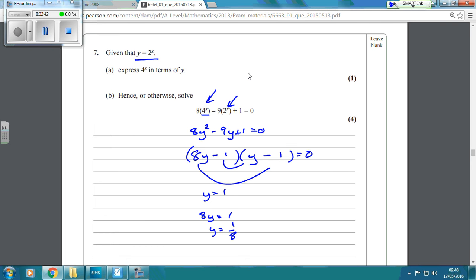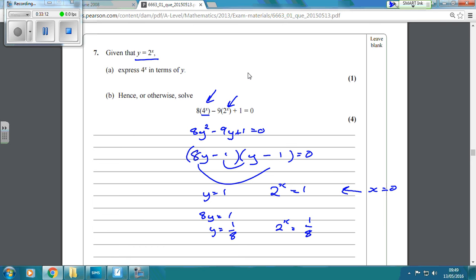But we've got to solve, so we don't want to know what y equals, we want to know what x equals. So we know that y is 2^x, so we can rewrite that as 2^x equals 1, and 2^x equals 1/8. So the first one here, 2 to the power of something equals 1. Well, all the way through GCSE, you should have known that anything to the power of 0 is 1. It's like one of those one marker gimme marks. So here we've got x equals 0.